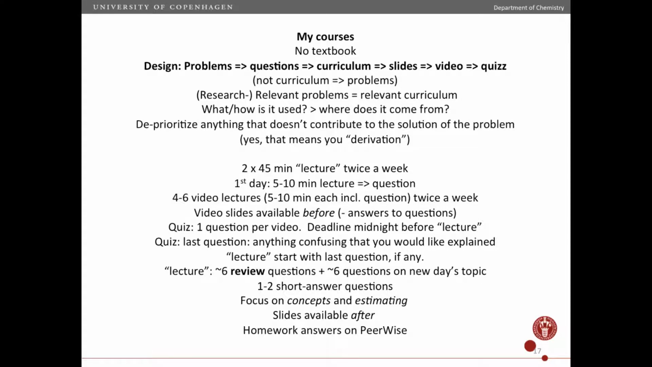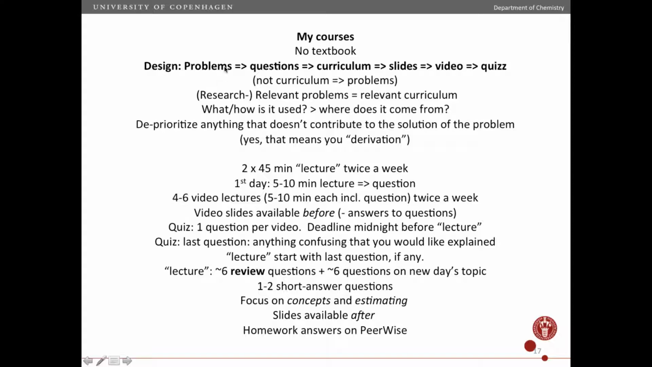So let me sort of summarize a little bit by telling you what I do in my courses now. In none of the courses I teach have I found a textbook that I really like. So I have no textbooks, they have videos and PowerPoint slides. And when I design my courses now, I do it in what most people would think is the reverse way.